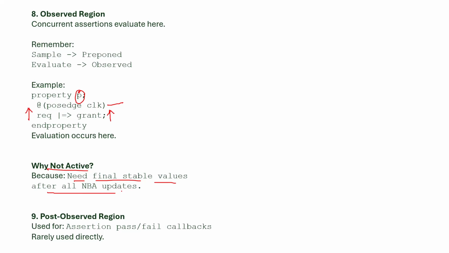He is asking why these assertions are not executed in the active region. Because the assertions are checking whether the output is coming correctly or not. So I want to execute all the statements in the active region and NBA region, then go to the observed region. In this observed region, I am checking whether the output is happening properly or not.